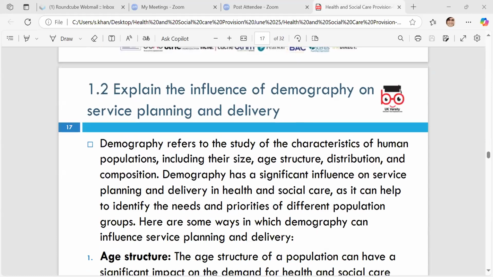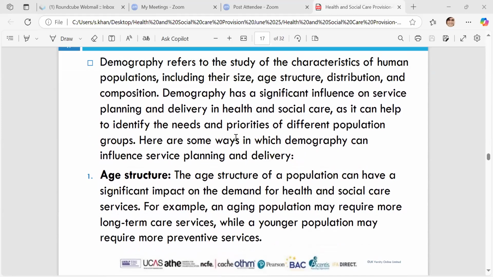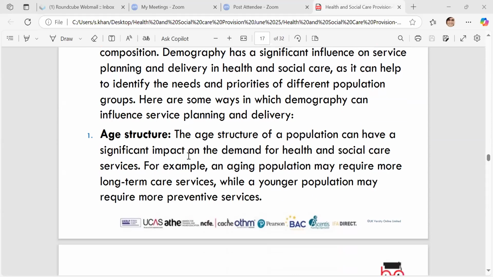Then we've got 1.2, which is explain the influence of demography on service planning and delivery. Demographic factors include population, age, distribution, ethnicity, and socio-economic status, which have a significant impact on services planning and delivery. These influence the types of services needed. Understanding these trends is really important.